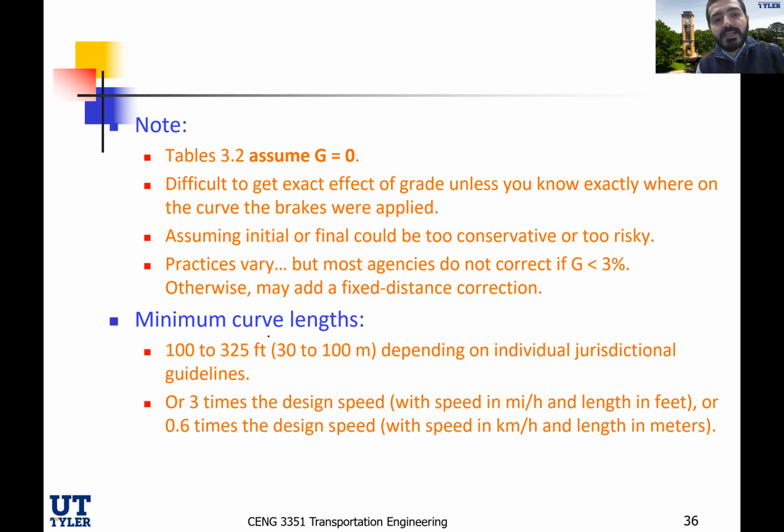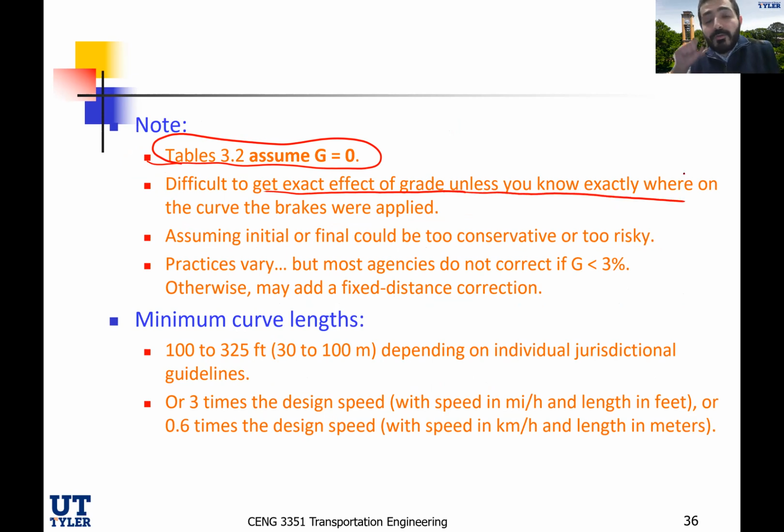Some other notes: table 3.2 assumes G is equal to 0, as I mentioned. Why do we use this table? Because it's difficult to get the exact effect of the grade unless you know exactly where on the curve the brake will be applied, and that's why we assume G is equal to 0. Assuming the initial or final grade could be too conservative or too risky. But the practice in this situation really varies.